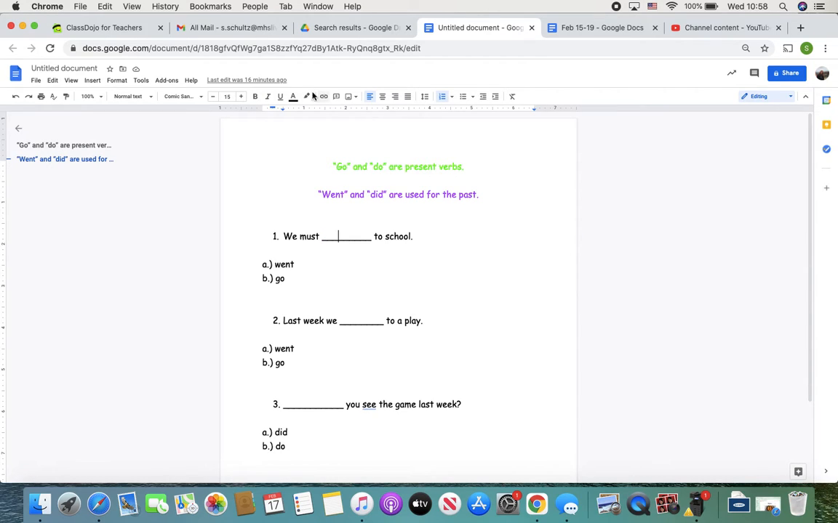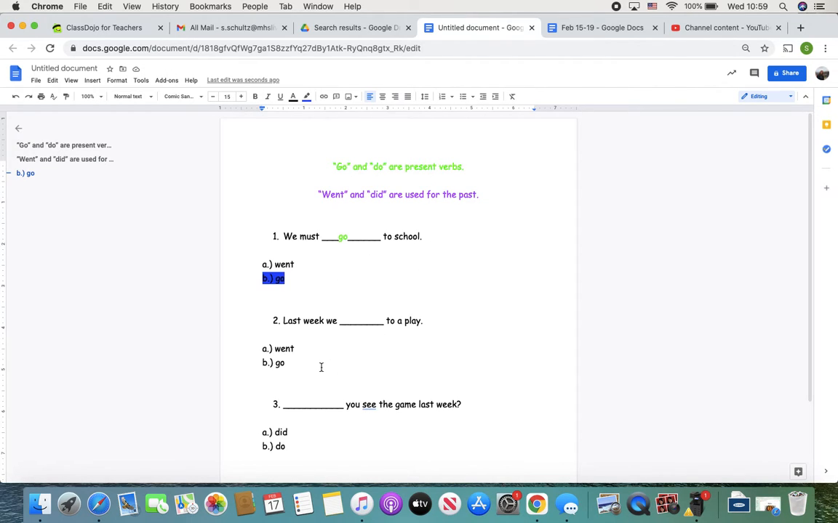Let me go ahead and type in go. We must go to school. We can also fill in we must went to school, and we kind of know that even sounds weird. But we must go to school sounds correct. It sounds the most normal out of the two choices. So I'm going to leave it black, but I'm going to highlight it blue to know that's the one we're going to pick. Go. We must go to school.